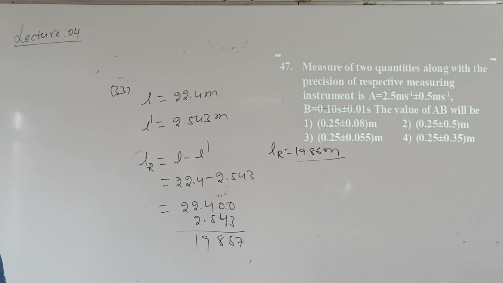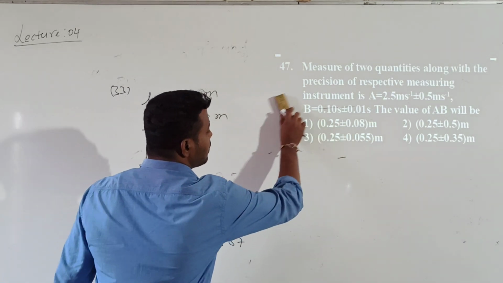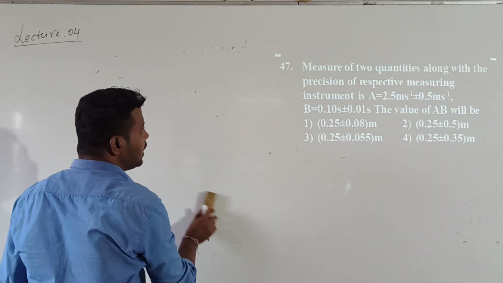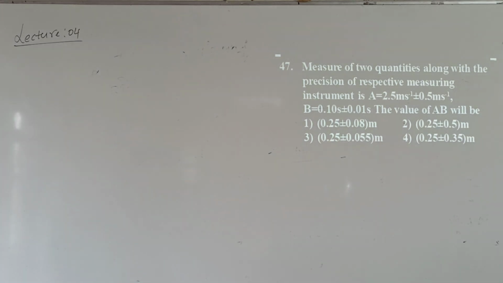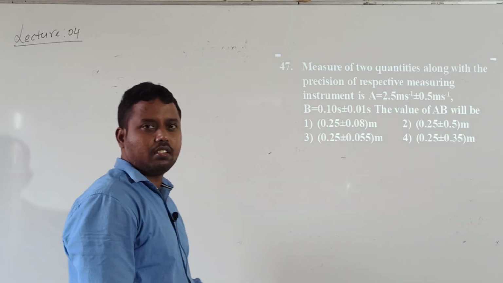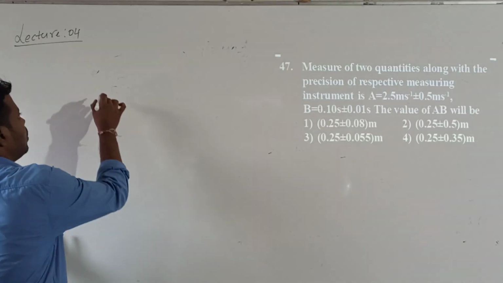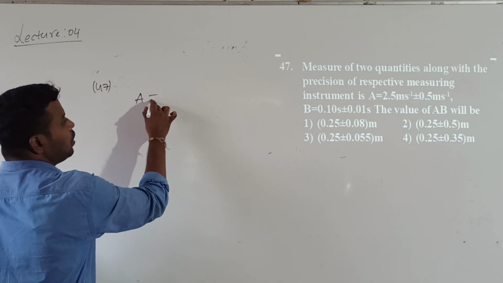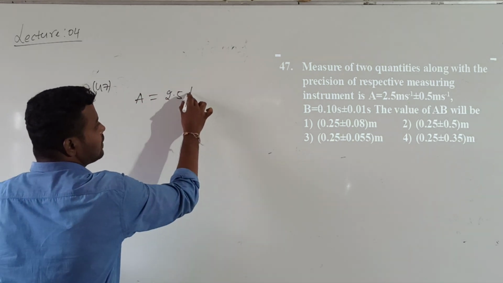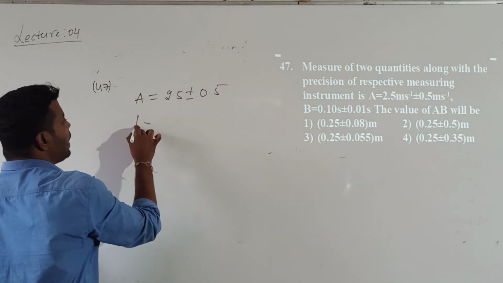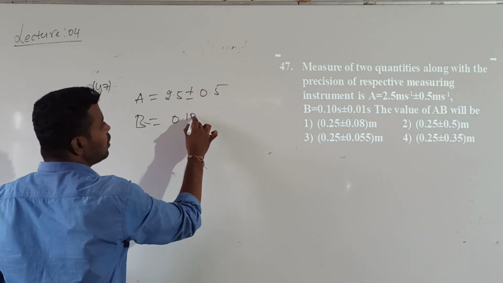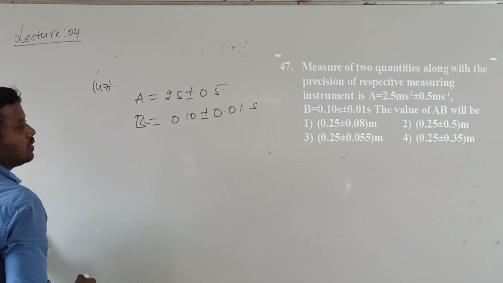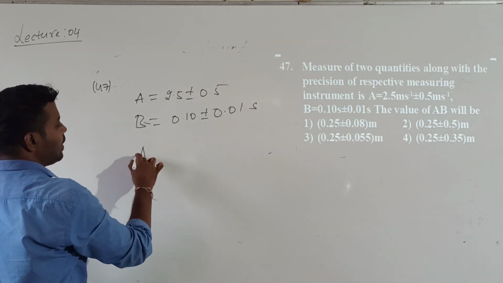Next, question number 47. So this is the last question for this class. Why I selected only a few questions: all are of nearly the same models. That is the reason I selected only different models. 47. So there are 2 quantities given, A value 2.5 plus or minus 0.5, B value 0.10 plus or minus 0.01 seconds. So now they are asking what is AB.